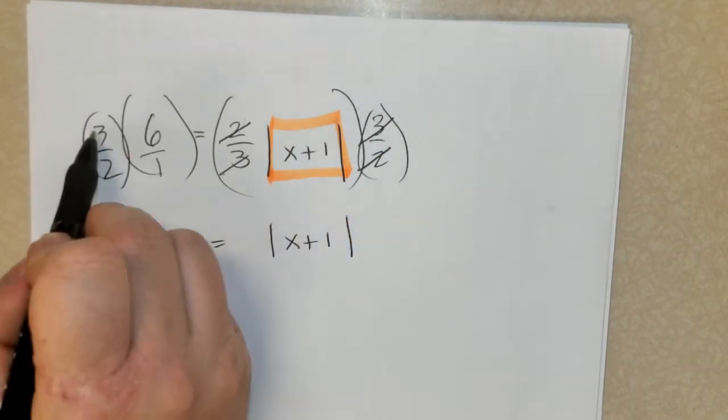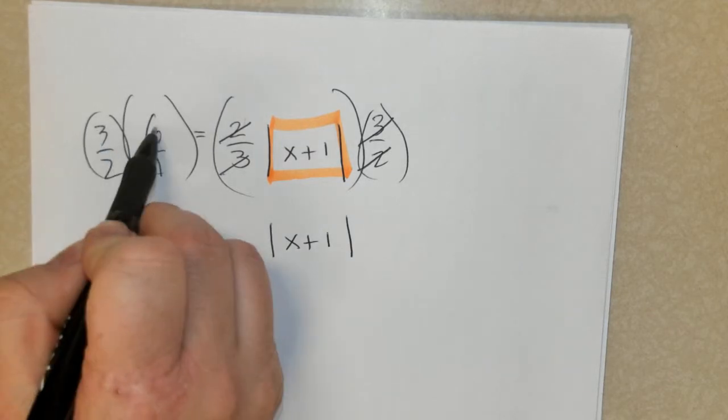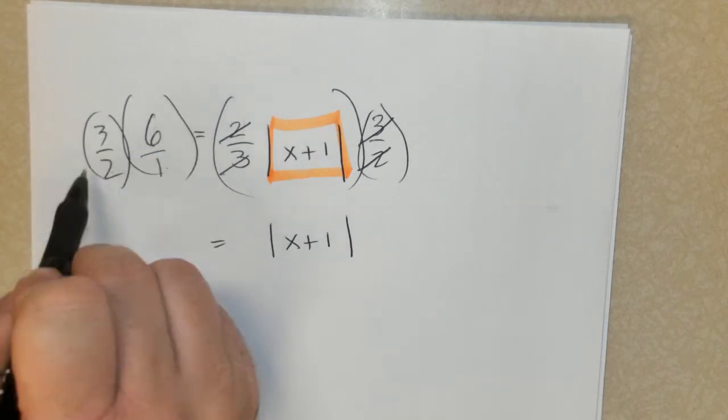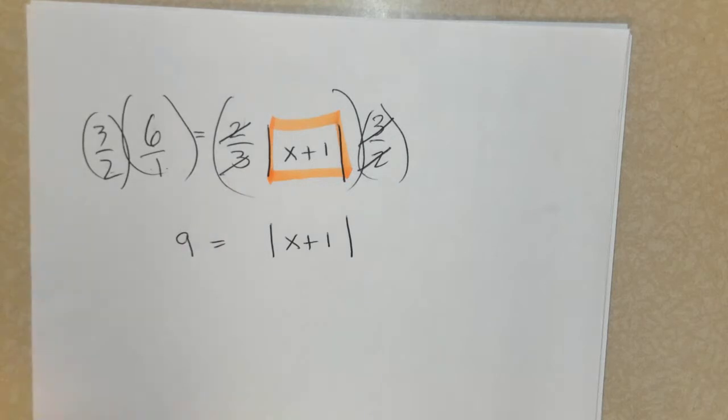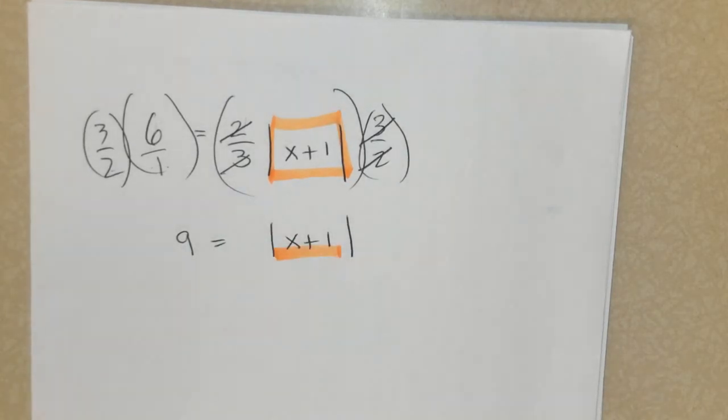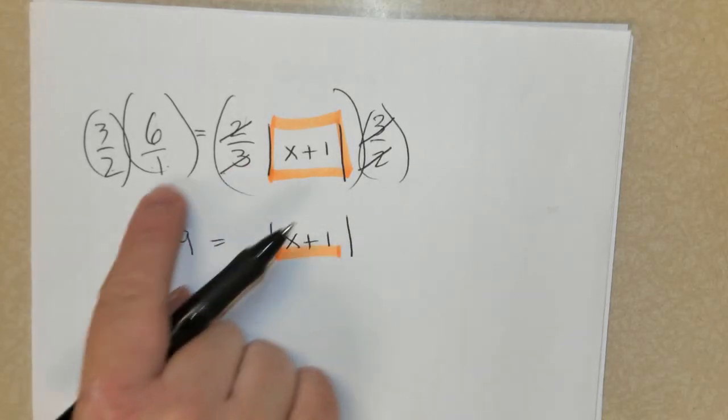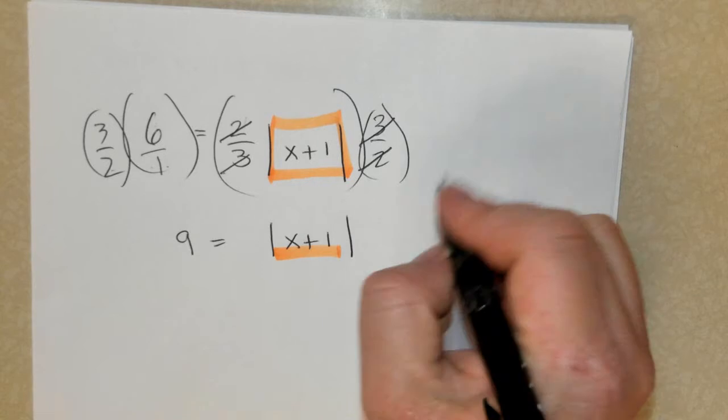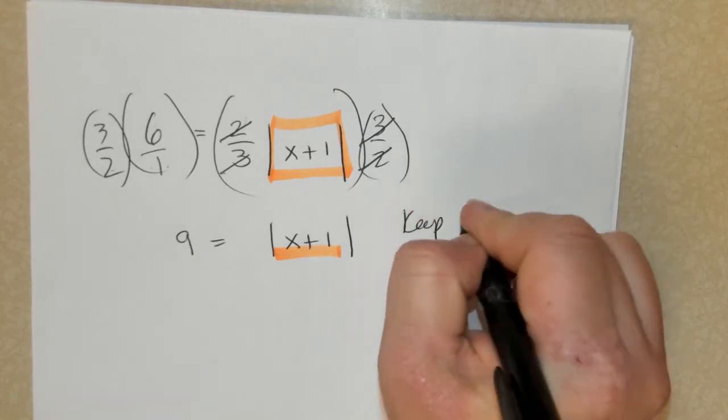Over here, as a reminder, I'm going to multiply on the top. So I have 18 over 2. 18 divided by 2 is 9. Your first goal is to always get the absolute value by itself. If the absolute value is equal to a number that's 0 or greater, you get to keep going.